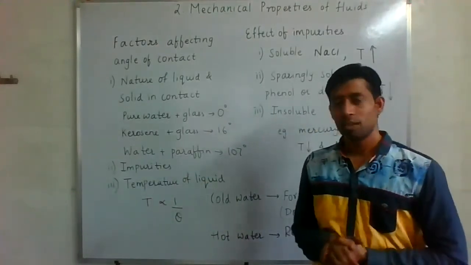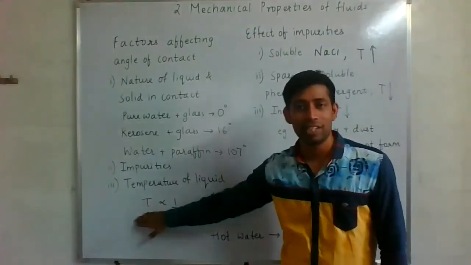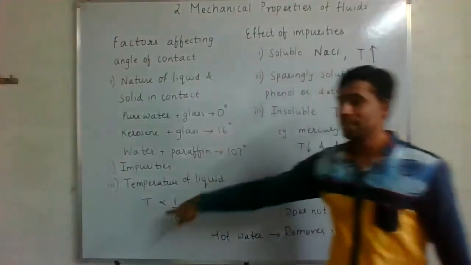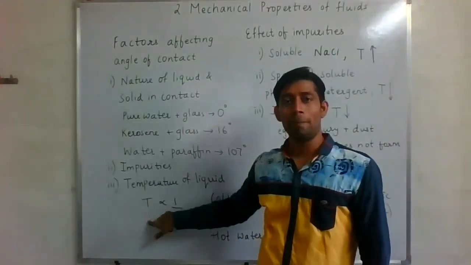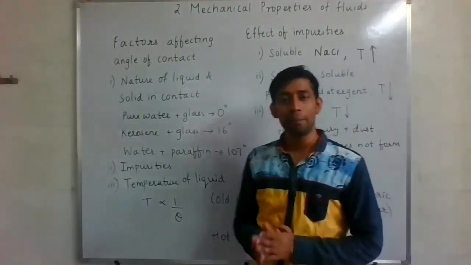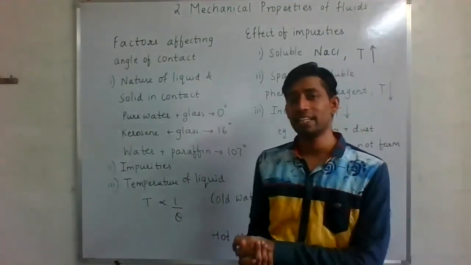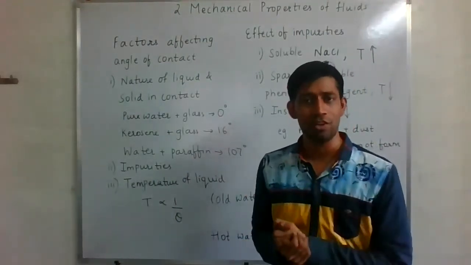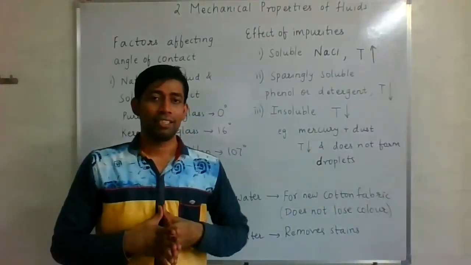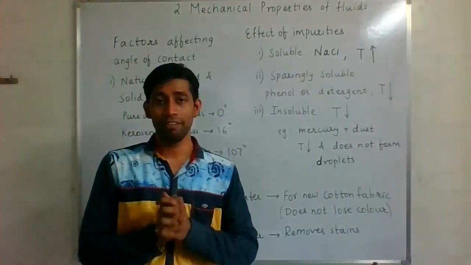From this relation, you can easily make out that this is temperature. Let me tell you, this is not surface tension. Here it was surface tension, but here it is temperature. So temperature is inversely proportional to angle of contact. If you increase the temperature, the angle of contact will decrease. Again, let's link this temperature with surface tension also. In case of temperature increase, the surface tension decreases. Okay, I'll give you one example.